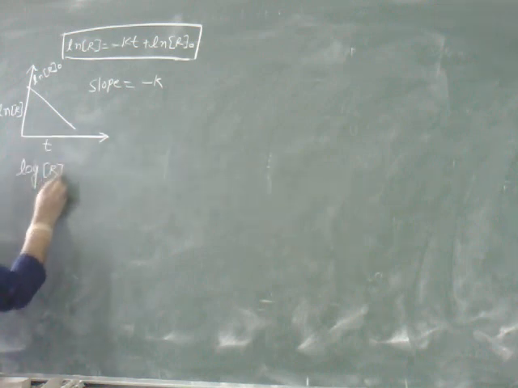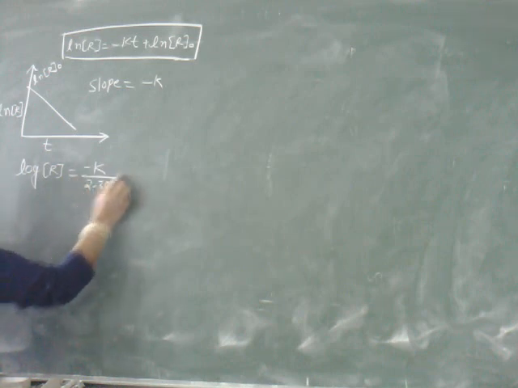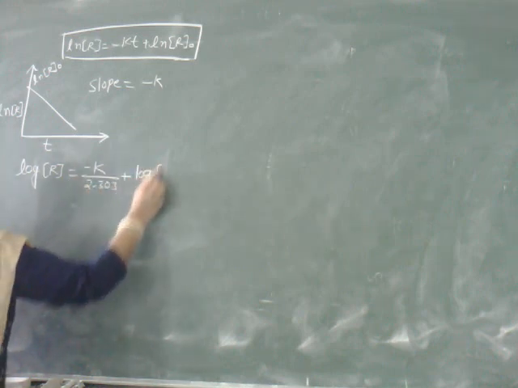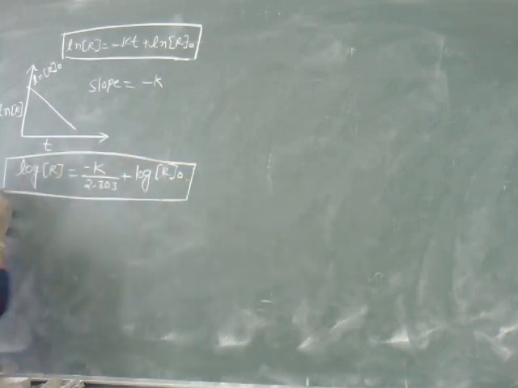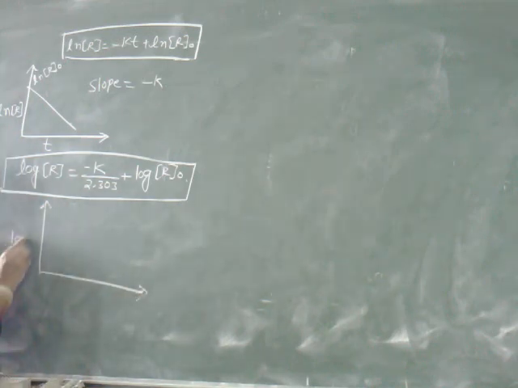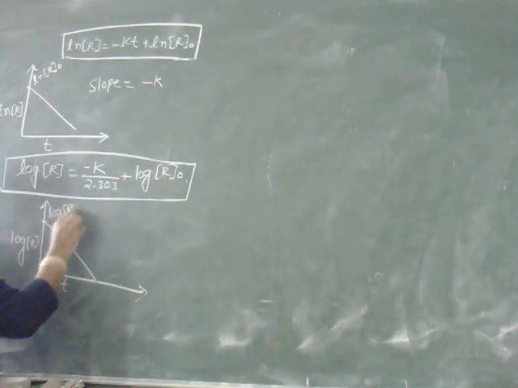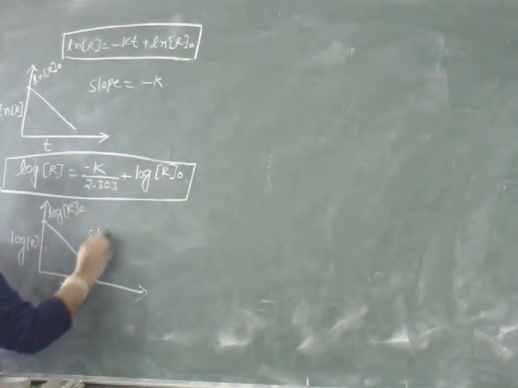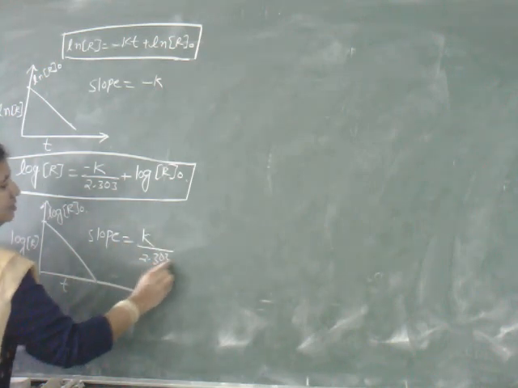Log r is equal to minus kt upon 2.303 plus log r naught. For this equation again we have the second graph. What is that second graph? Here we have log r by t. We will get a negative slope here, and intercept is log r naught, and slope is equal to minus k upon 2.303 here.